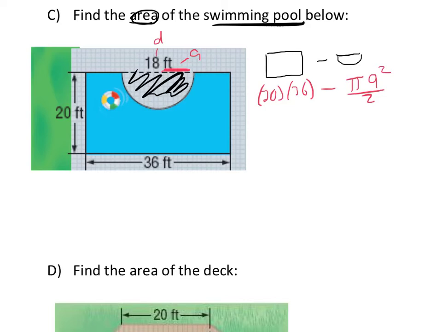20 times 36 is 720. 9 squared times pi divided by 2 is 127.2, which gives us a total area of 592.77 feet squared.